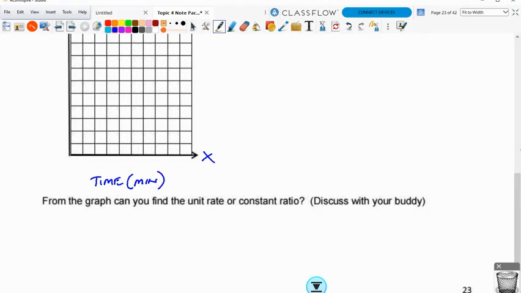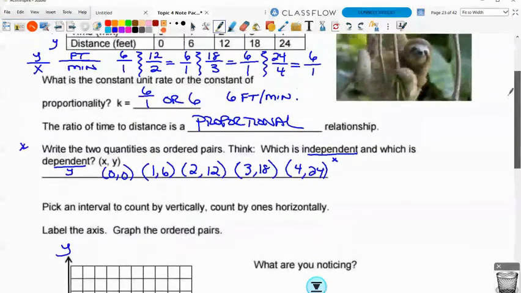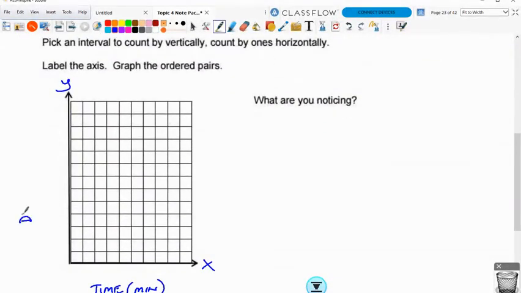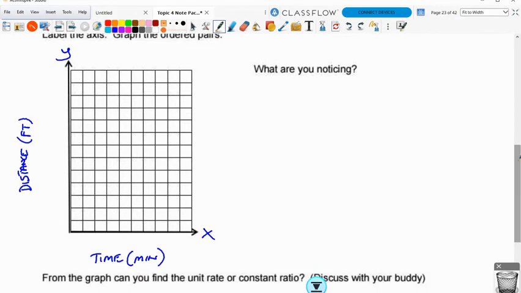And for the y-axis, the y data was our distance in feet. So let's label that over here. This is the distance, and in parentheses, feet, distance in feet. Now we're going to come up with an appropriate scale. Remember, where x and y meet is the origin at 0, 0.